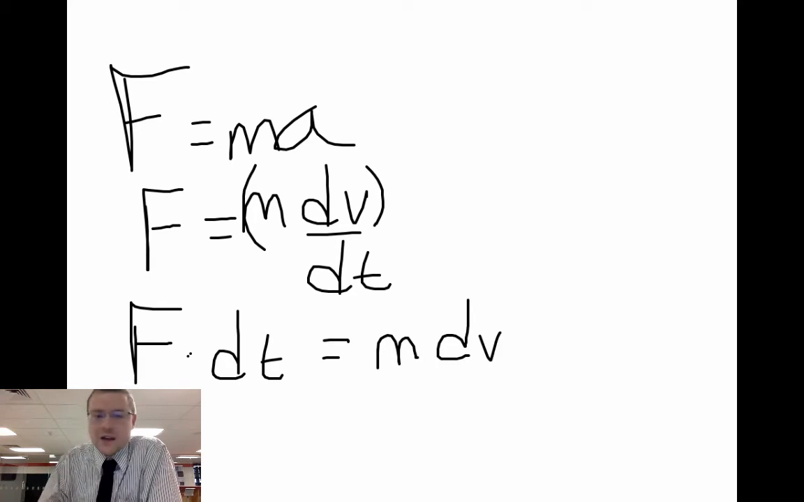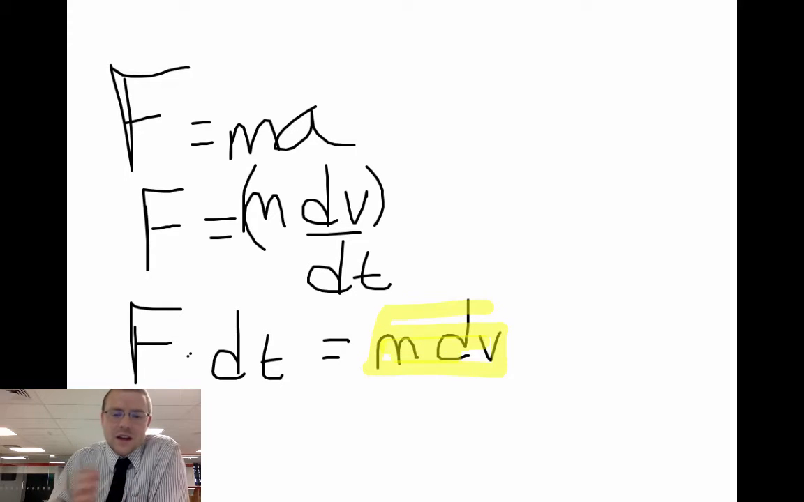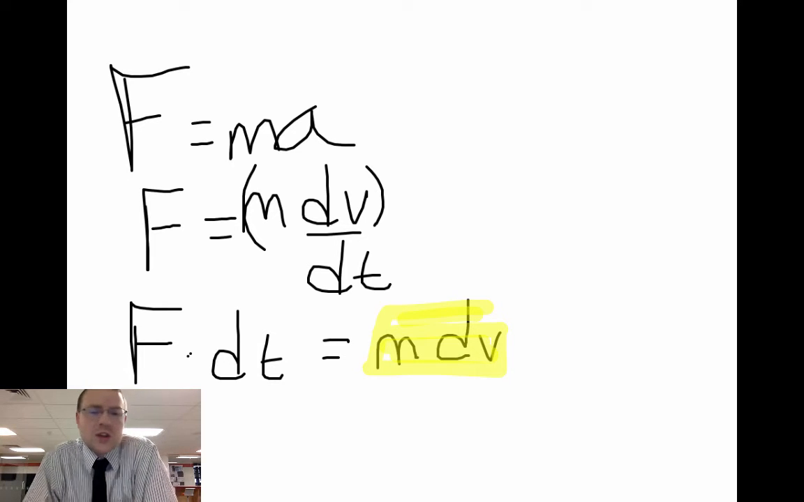And this is how we can analyze changes in motion. A change in motion on the right side of this equation, m dv, equals a force times the change in time. So because the spring pushed on it over a certain amount of time, that mass changed from heading to the right to heading to the left.